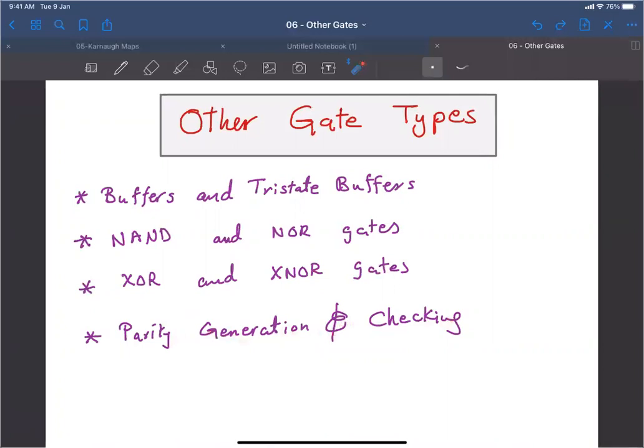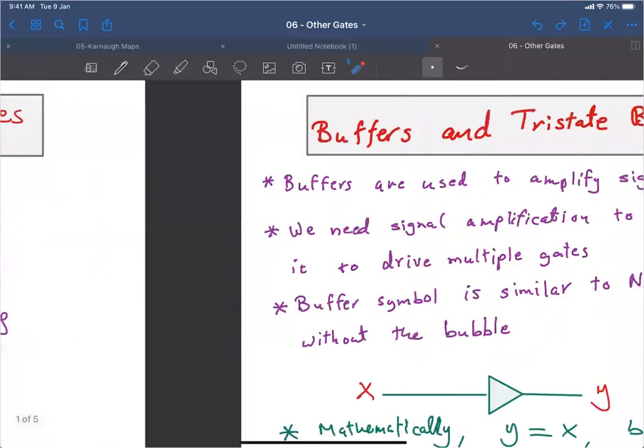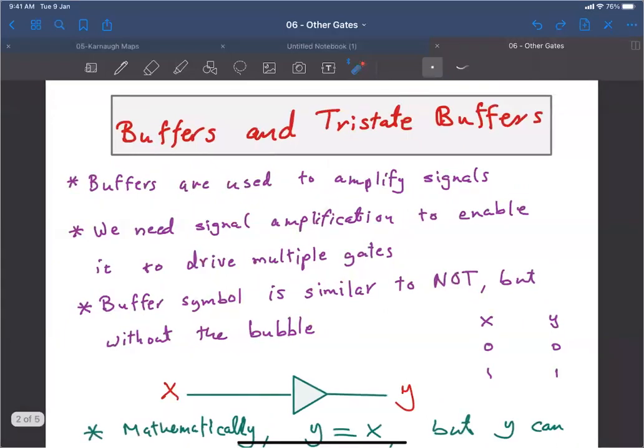So let's start with buffers. Buffers are not used for functionality. The buffer gate takes the input and replicates it at the output. It doesn't change the input at all, so the output equals the input. However, it's used for amplification of the signal.